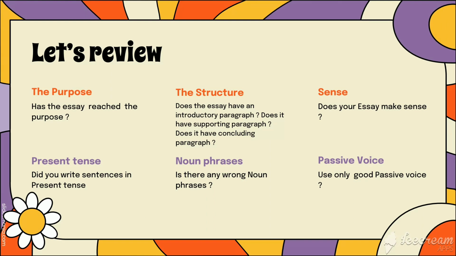And then don't forget to analyze the present tense also. Did you write sentences in present tense? Because most of the sentences use present tense. And then noun phrases: is there any wrong noun phrase? For example, a jumbled order of noun phrases, something like that. So you have to analyze one by one. And then the last is passive voice. So you have to analyze that also. Remember, make sure that you use only good passive voice.